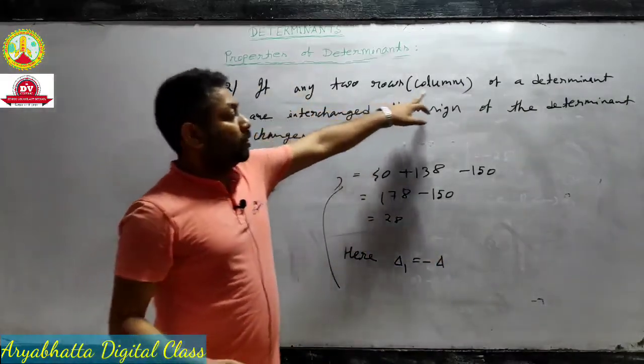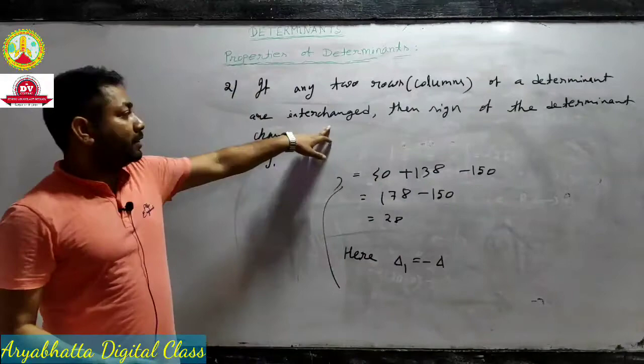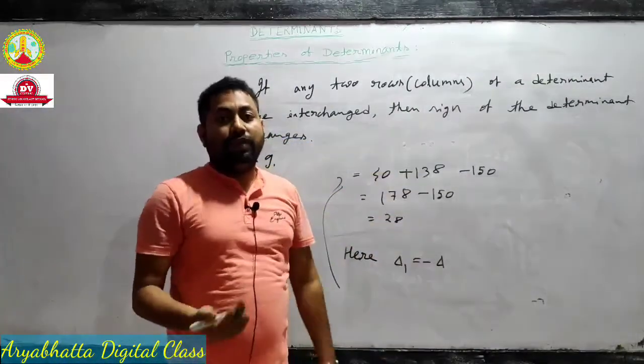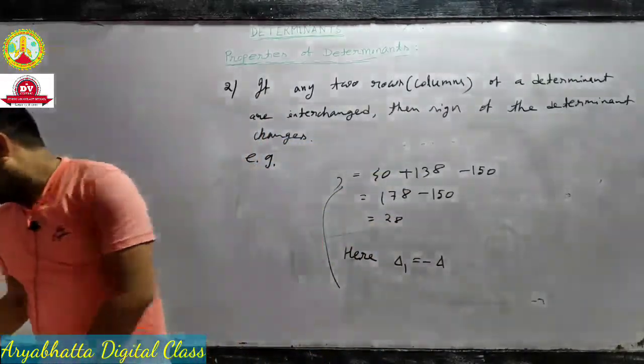Therefore, if any two rows or columns of a determinant are interchanged, then the sign of the determinant is changed. Next, property number 3.